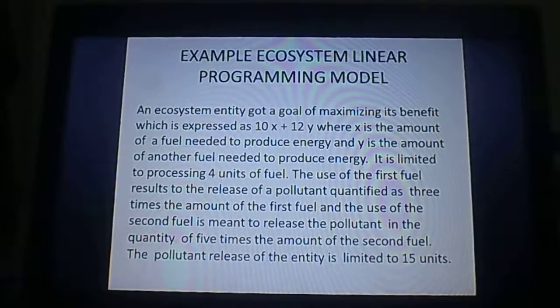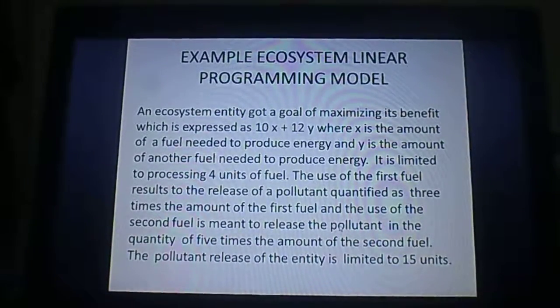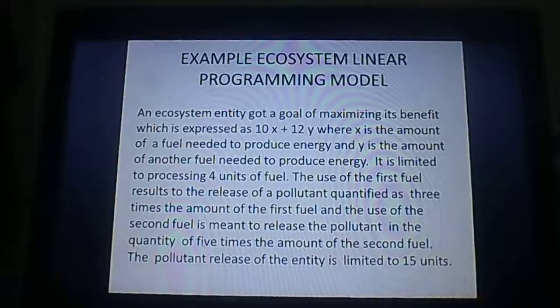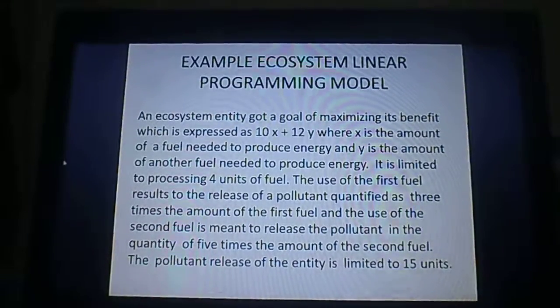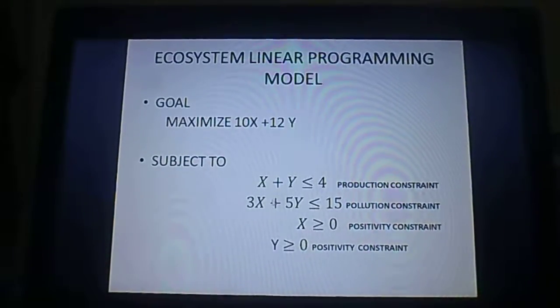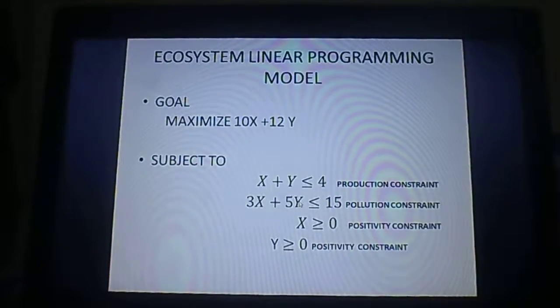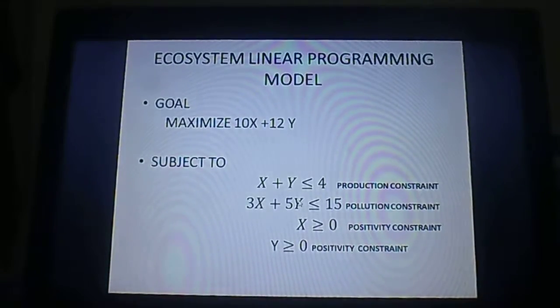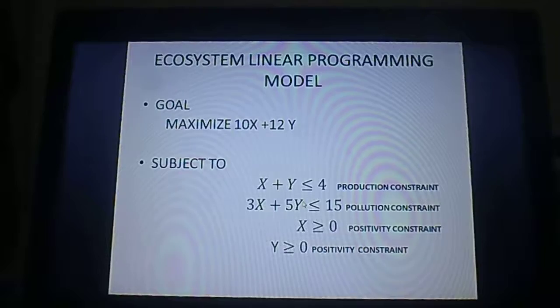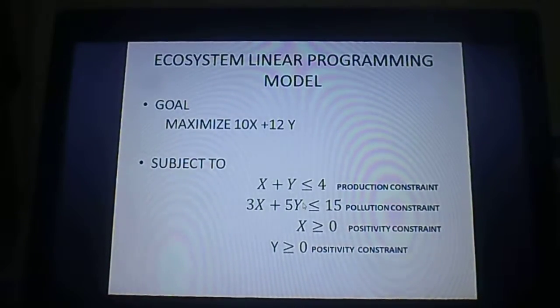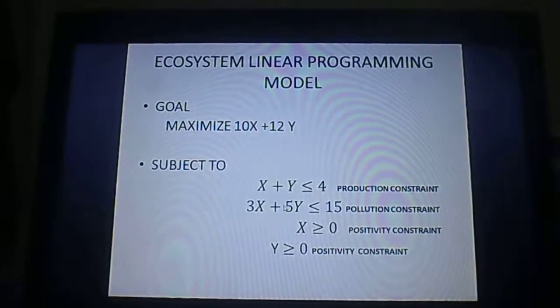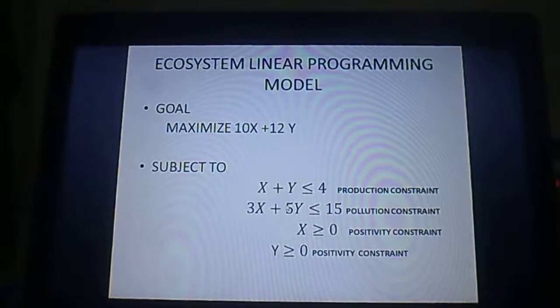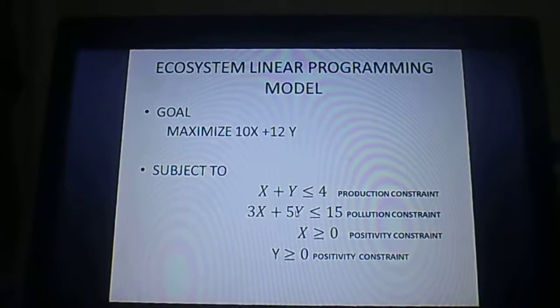The use of the second fuel is meant to release the pollutant in the amount of 5 times the amount of the second fuel. 5 times the amount of the second fuel is the expression of the quantity of the pollutant released.